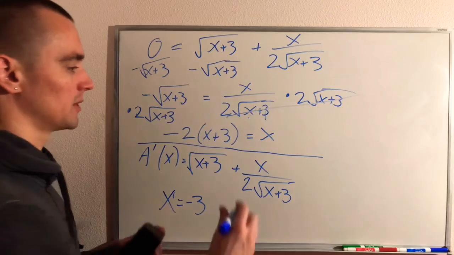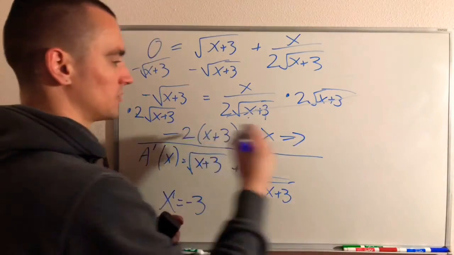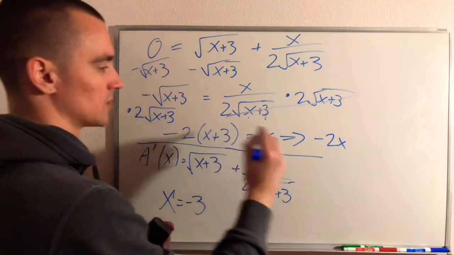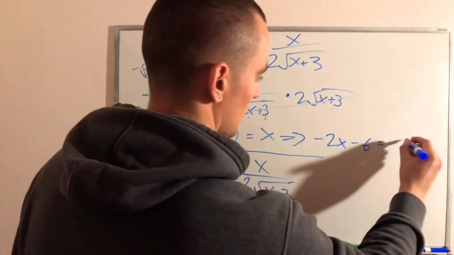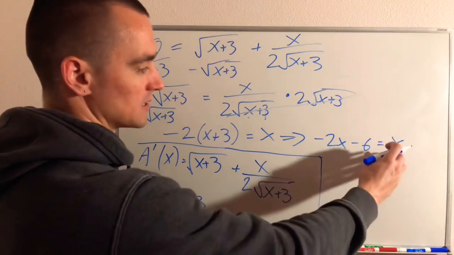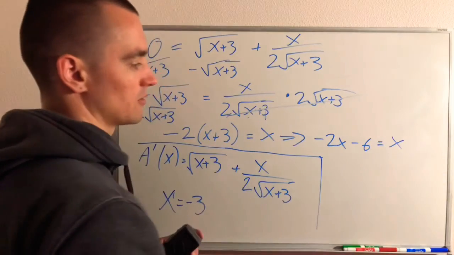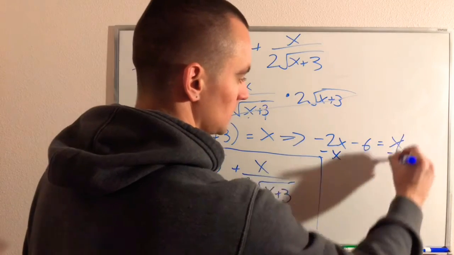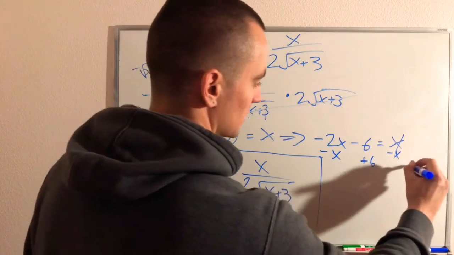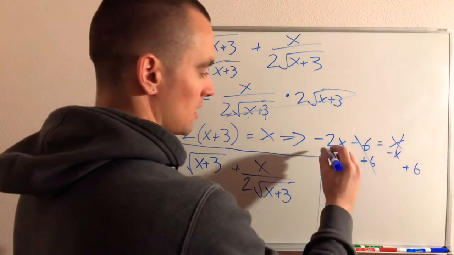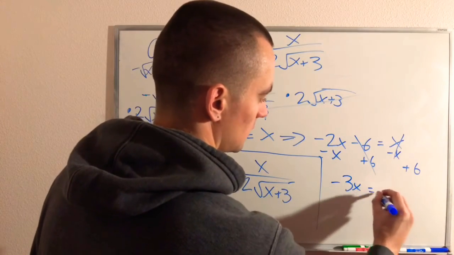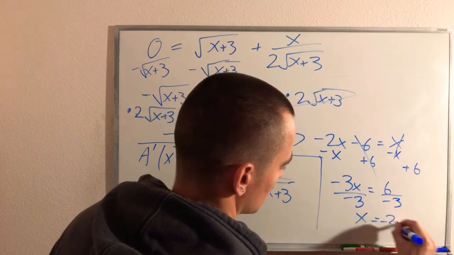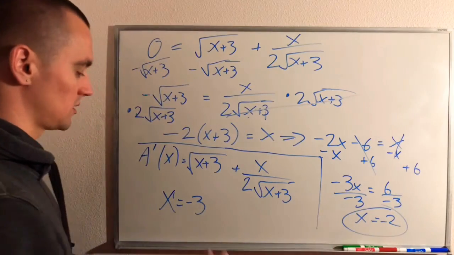So now what we can do is just kind of distribute this and expand everything out, and that should give us something a little bit easier to deal with. -2x, if we distribute this -2, we'd get -2 times x. -2 times 3 would be -6, which equals x. Now we can just move all of our x's over to one side, all of our non-x's to the other side, and get x all by itself. So we'll subtract x from both sides. That'll cancel there. We'll add 6 to both sides. That'll cancel with that. So we'll have -3x equals 6. Divide by -3. X equals -2. So x equals -2 is our other critical number.